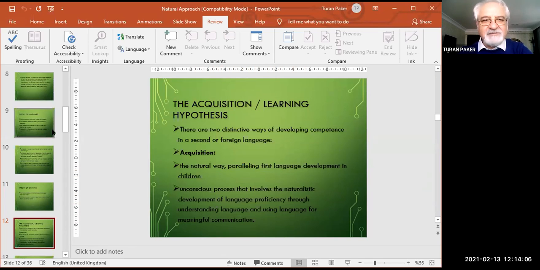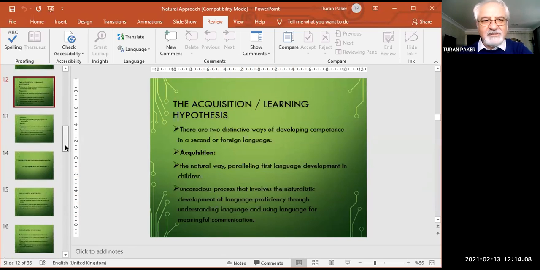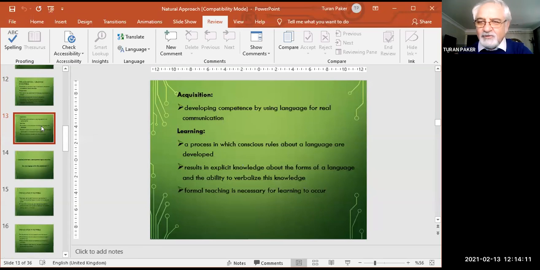So during the games, they don't focus on the structure or vocabulary, but they just focus on the meaning to be able to continue the game. And so acquisition is developing competence by using language for real communication. Learning is a process in which conscious rules about the language are developed. So in learning, we have structure.